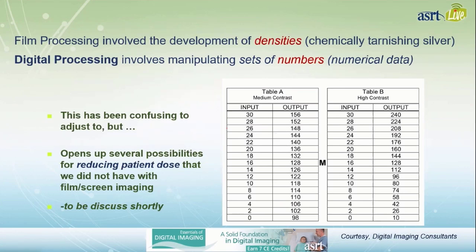So this brings us to kind of a general point that I want to be sure and emphasize, that film processing involved the development of densities which were chemically tarnished silver, and that things have changed radically. What we deal with now is sets of numbers and numerical data. It's a completely different world, and many of us are still trying to catch up with this. But it opens some possibilities for reducing patient dose, and that's why it's so important that we understand these digital concepts.